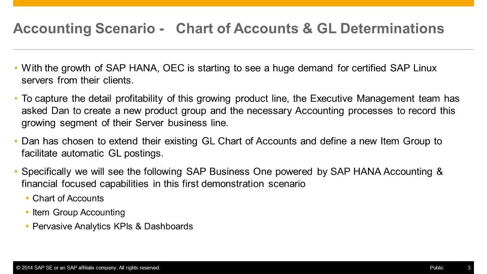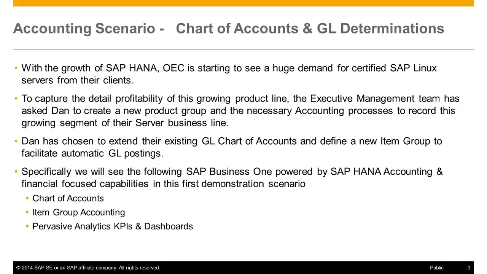To capture the detailed profitability of this growing product line, the executive management team has asked Dan to create a new product group and the necessary accounting processes to record this growing segment of their server business line. To capture these financial details, Dan has chosen to extend their existing GL chart of accounts and define a new item group to facilitate automatic GL postings.